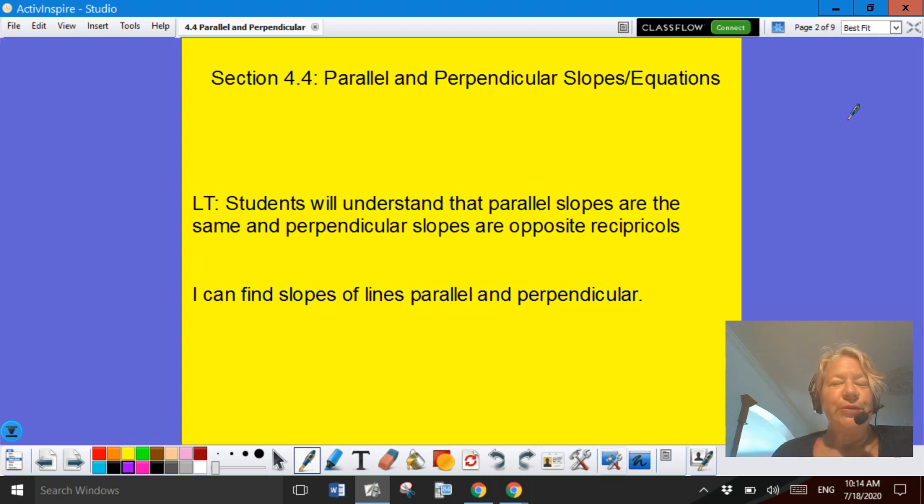All right, so good news. This is our last section of 4.4. So hopefully that's good news.